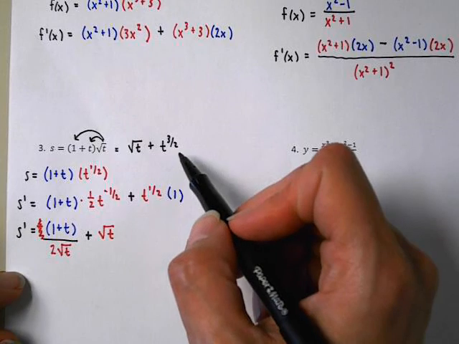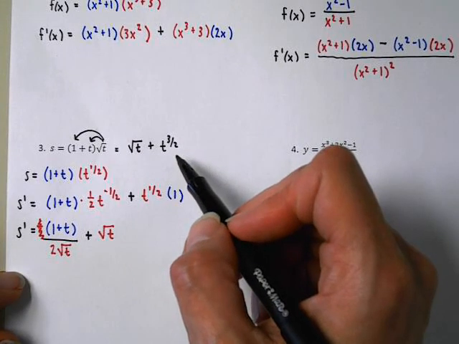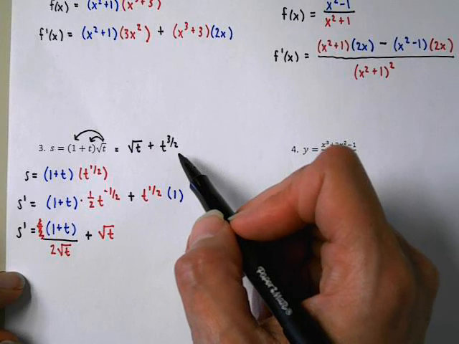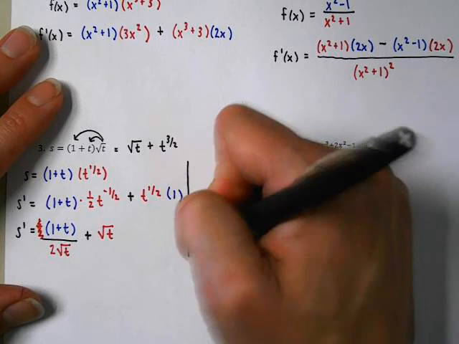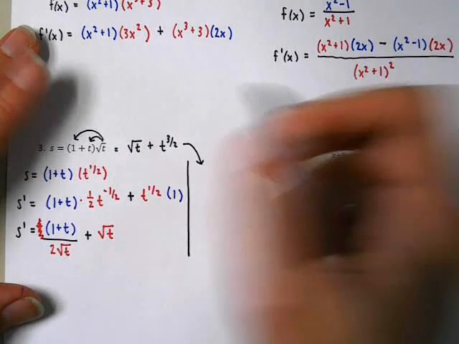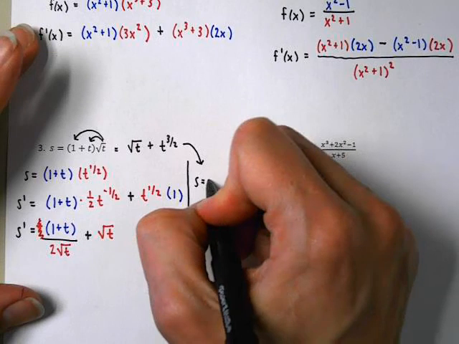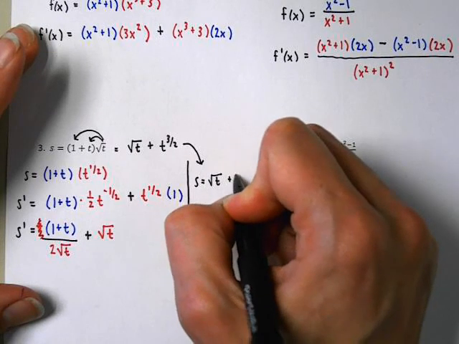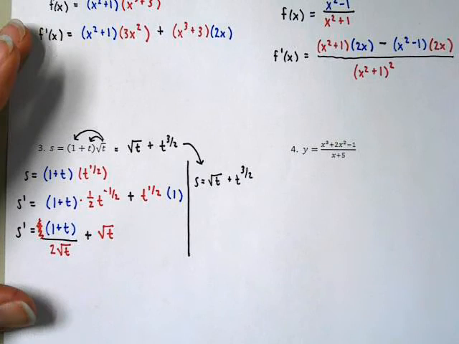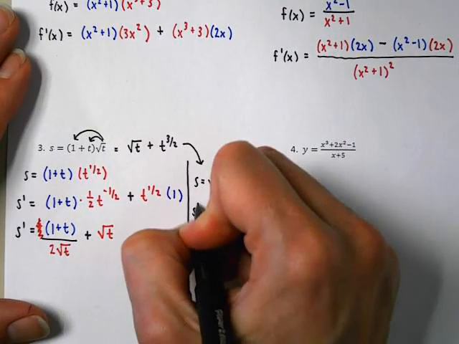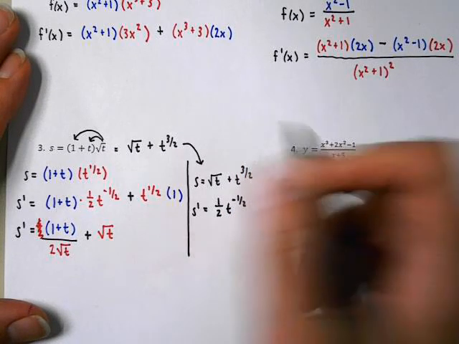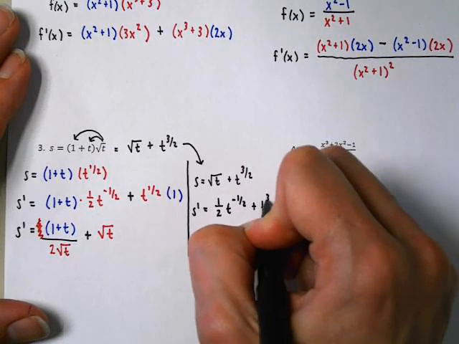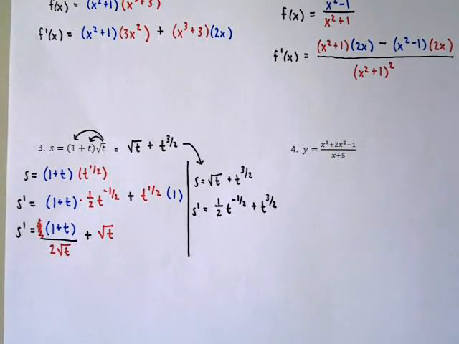Now, I actually have an expression here where I could just use my power rule to go ahead and take that derivative. So let's put that over here. If my function is s equals the square root of t plus t to the 3/2, now I don't need product rule at all. I just have s prime equals 1/2 t to the negative 1/2 plus t to the 3/2. And that would be my answer.